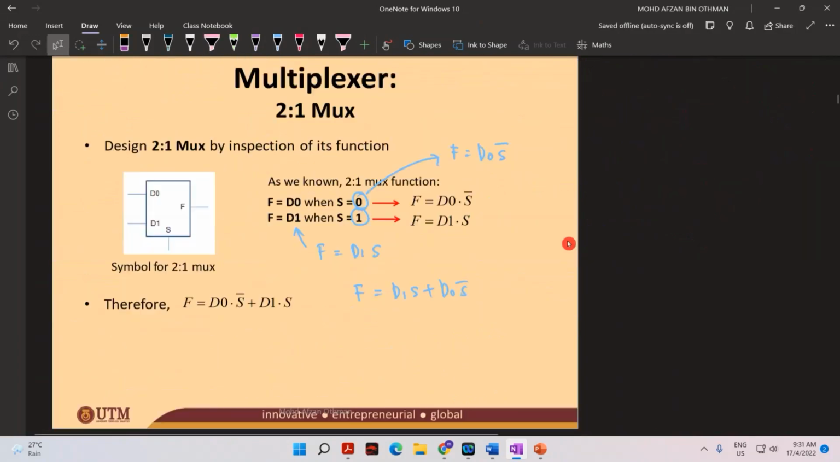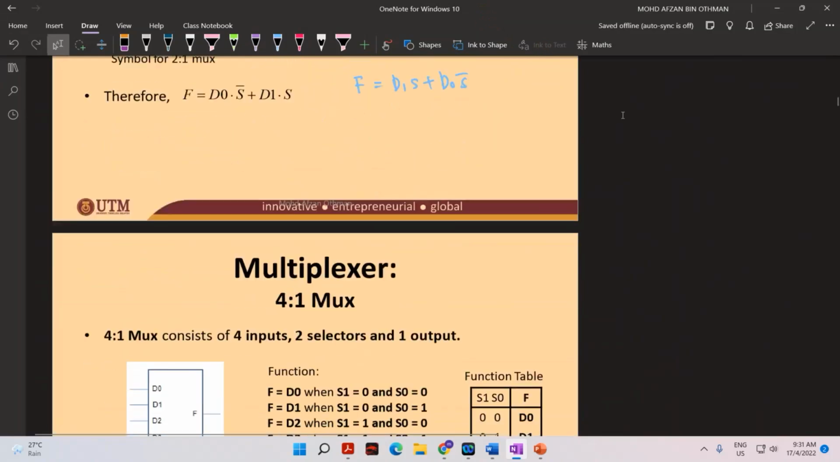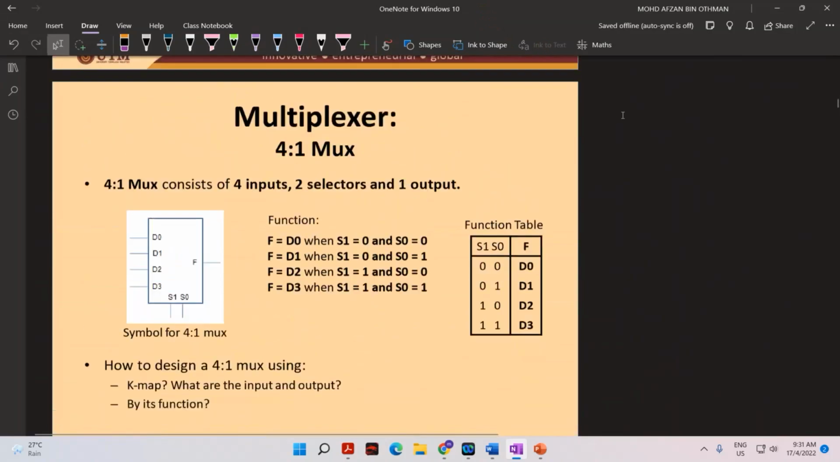Okay, so by looking at its function, lagi senang lah compare to kamu buat K-map. Okay, so this is for the 2 to 1 mux. Any question up until here? Ada soalan untuk 2 to 1 mux? Okay, if no question, then we move on to 4 to 1 mux.